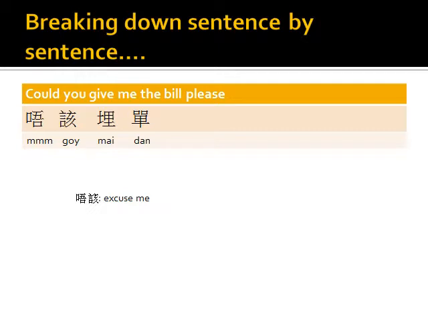Now this sentence in English actually says, could you give me the bill please? In Cantonese it is very simply 唔該埋單. 唔該 means excuse me, and 埋單 is actually a Cantonese verb meaning closing the transaction or closing the receipt. So it means paying for whatever you bought, usually at a restaurant. In this case, it's for paying for the meal. So 埋單 is basically used for that particular action.